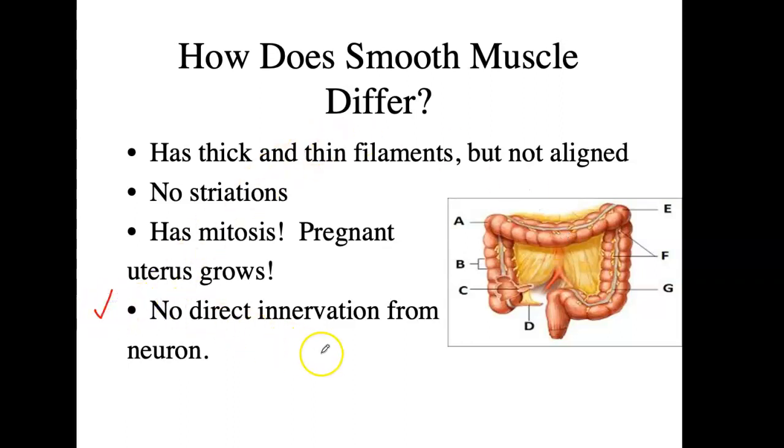So we talked about before in skeletal muscle how every single skeletal muscle cell needed to have a connection to a neuron or a branch of a neuron in order for it to contract. And here, that is not true. It is not true.